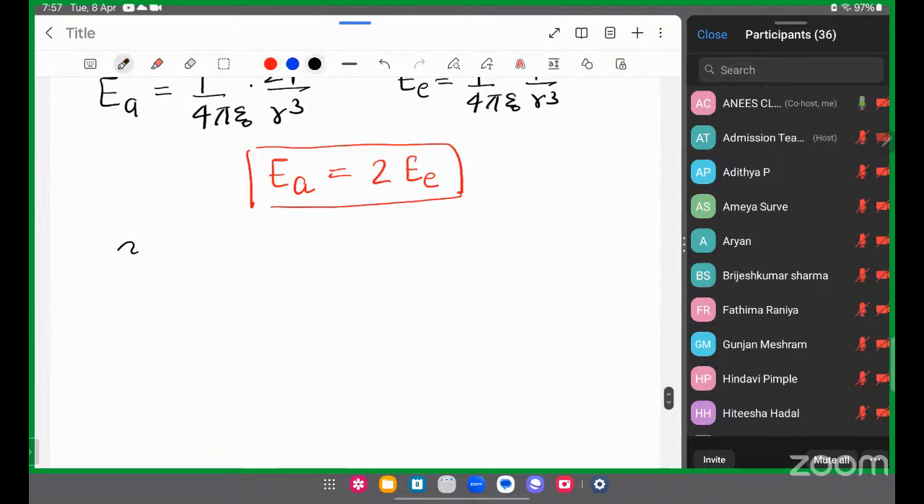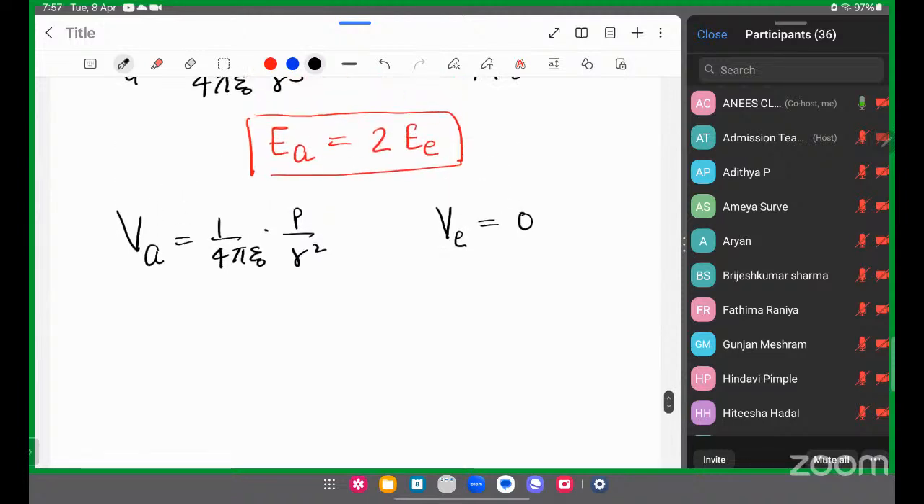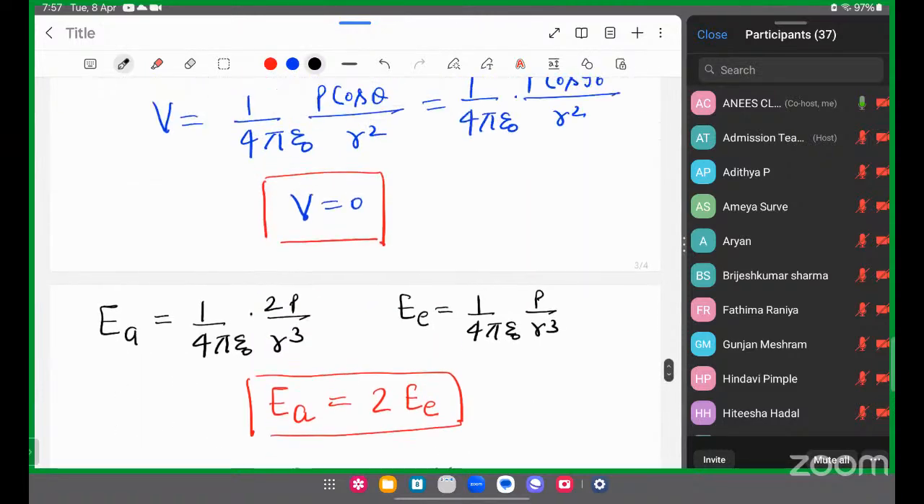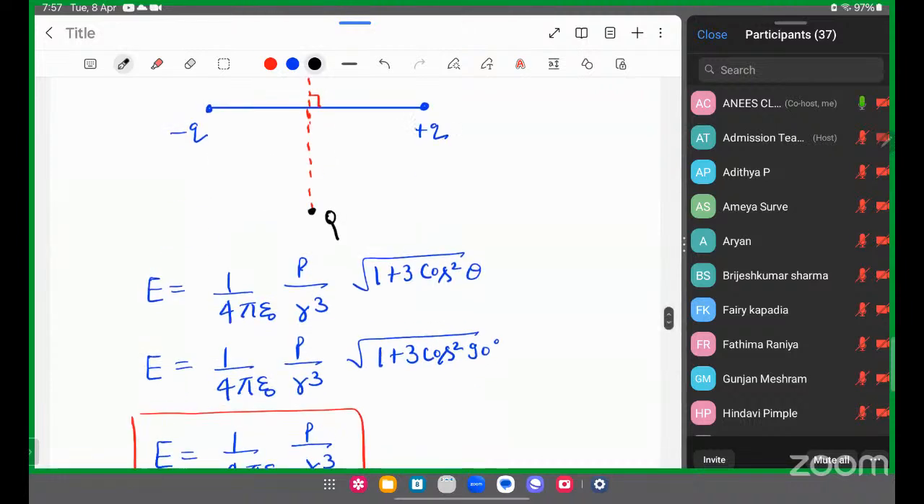Now let's look at potential. Potential at axial position is 1 upon 4 pi epsilon naught, P upon R square, and potential at equatorial position is 0. V equatorial is 0, which means if you take any point, point P or point Q or point R, at all these points the value of electric potential will be 0. Understood? Or any doubt?